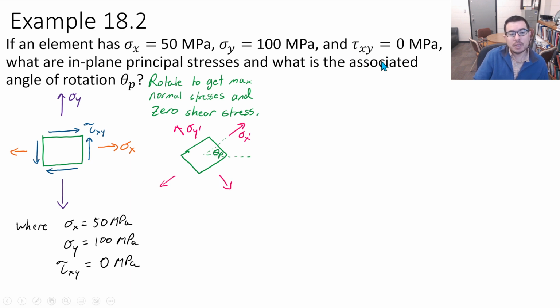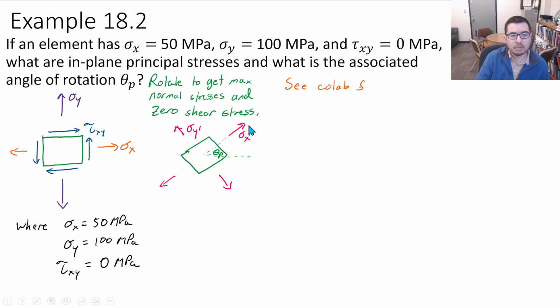And what we're saying here is that the shear stress is equal to 0. That's also associated with a cylindrical pressure vessel because we have no shear stress on these planar elements on the surface of a pressure vessel, at least in this particular orientation. So the question is, what are the in-plane principal stresses and what is the associated angle of rotation theta p?